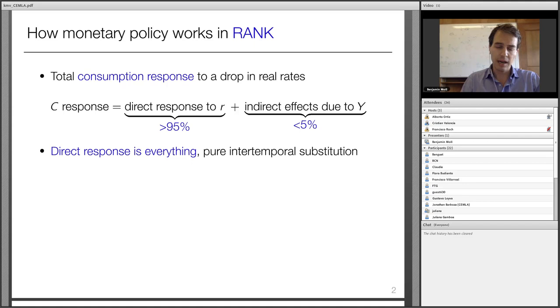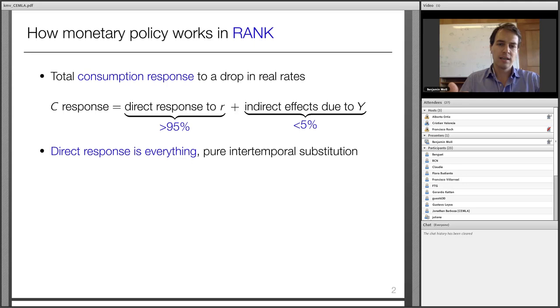If you calibrate this kind of model, you get something like the numbers that are on the slide here. So something like 95% of the overall response is the direct effect and only 5% is the indirect effect. The reason for this is that this is, of course, just a pure intertemporal substitution effect. There's a representative agent. He's on his Euler equation, and he just responds very strongly to interest rate changes.